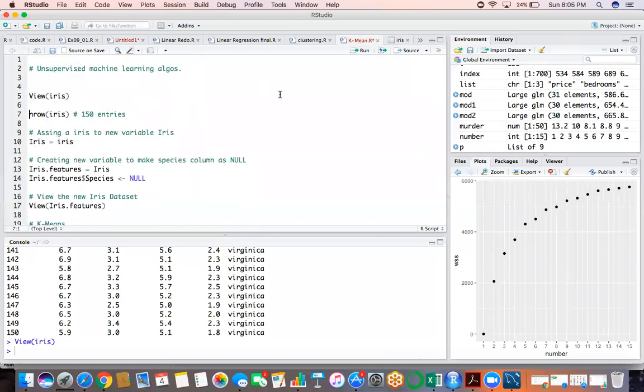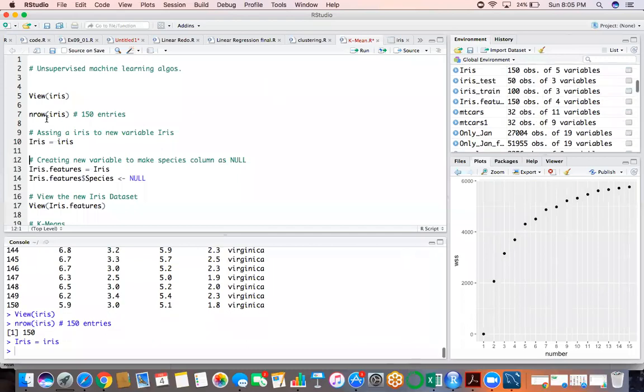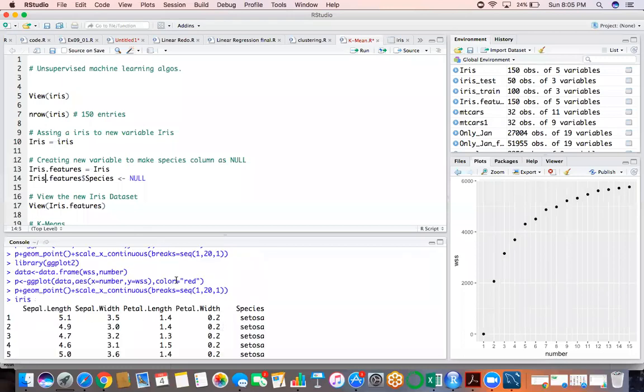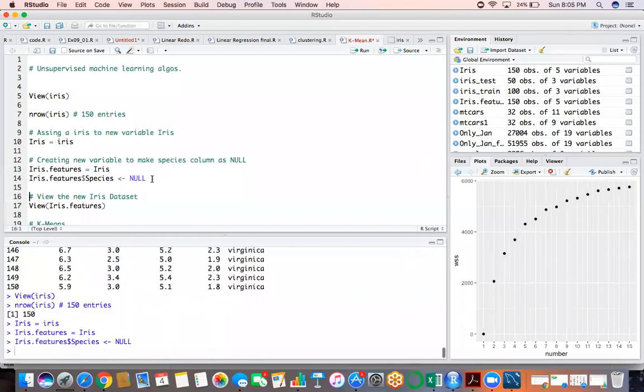So this is my flower data, you understand the data very well. We have 150 observations. So what are the features? Since I'm trying to predict the species based on the length and width, I'll assign the species as null. Why am I assigning it null? I'll derive the value from the observations.